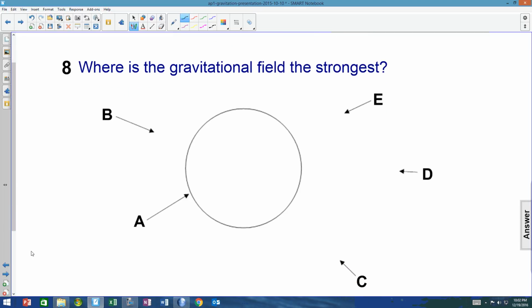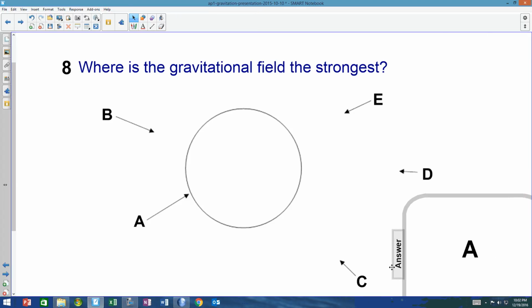Okay, so looking at this diagram, where is the gravitational field the strongest? Is it going to be at A, B, C, D, or E? Okay, so let's check and see if you've picked the right answer. The correct answer is A. How do we know? A is the closest. Look at the vector. It is the longest.